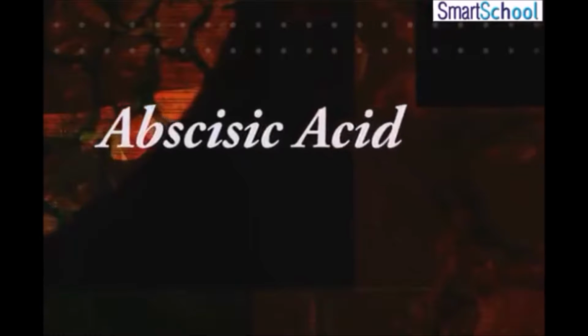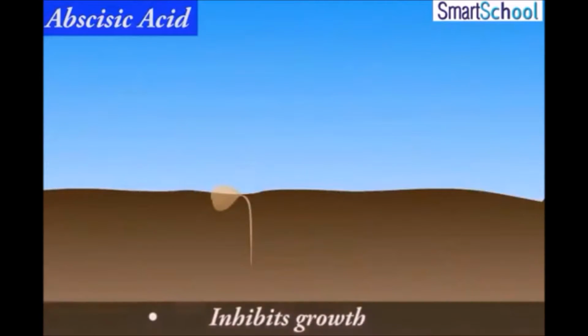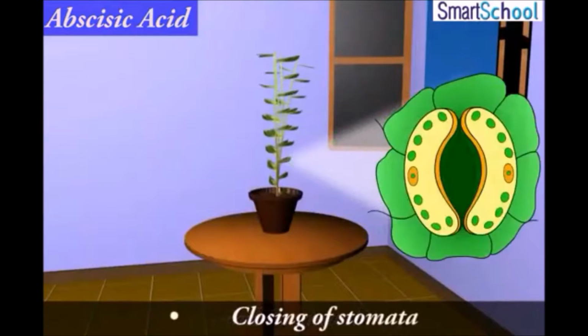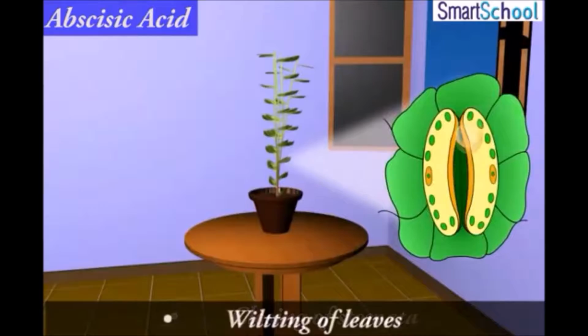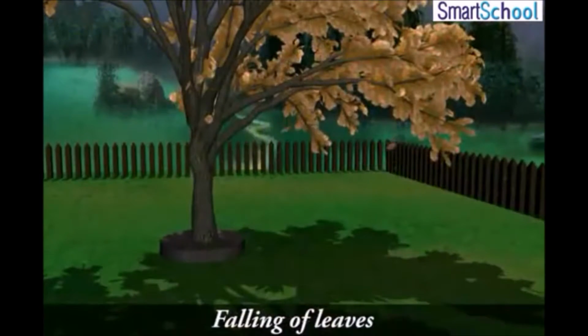Abscisic acid. It promotes the dormancy in seeds and buds and thereby inhibits growth. It also promotes the closing of stomata and thus affects wilting of leaves. It also promotes the falling of leaves, abscission.